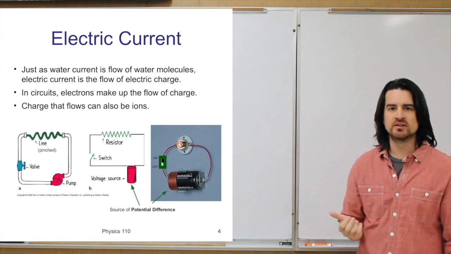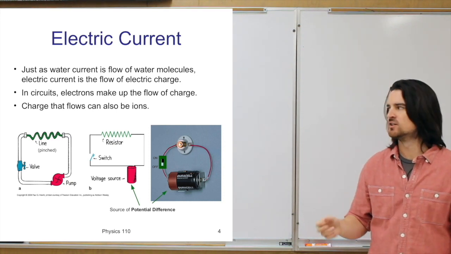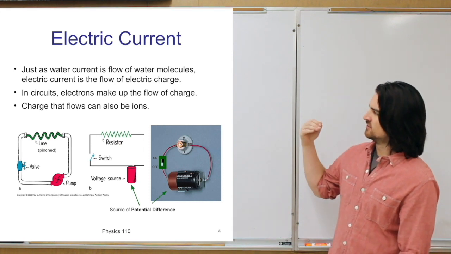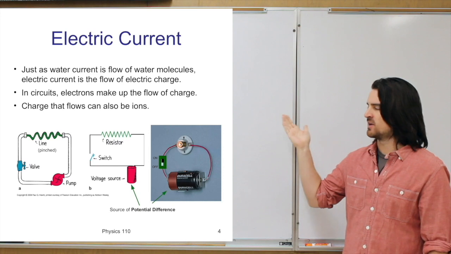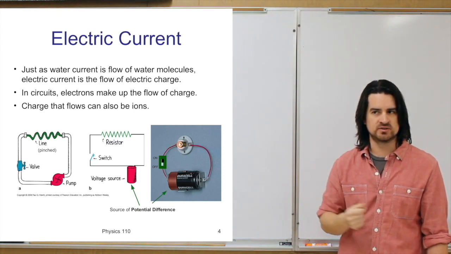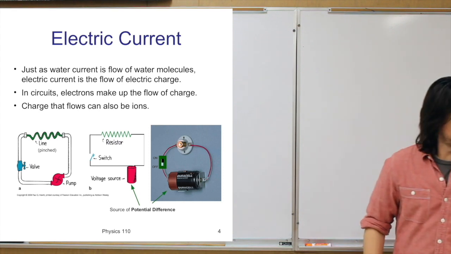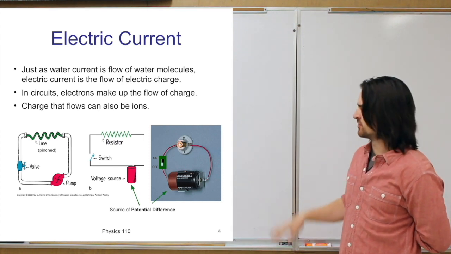We can have other things flow to cause an electric current. It just needs to be a charged thing. In the case of biological systems, you often have electrical currents that are produced by the flow of ions, charged atoms or molecules.